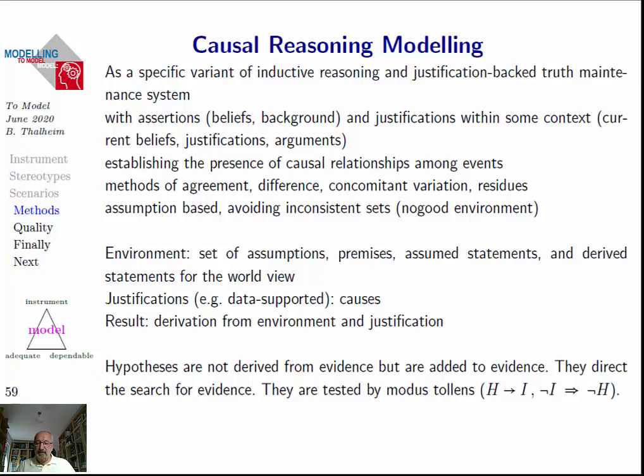You can use associations to reason forward or to reason backward. In this case, you have something like a triple: environment, justifications, and results. And then you use some kind of hypothetical reasoning, and maybe logical reasoning based on modus tollens. That means if you know that I is not true and you have H implies I, then you can conclude that H is not true.